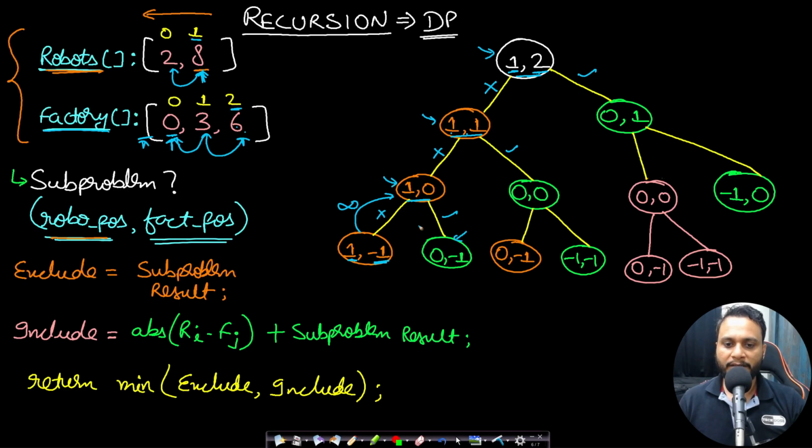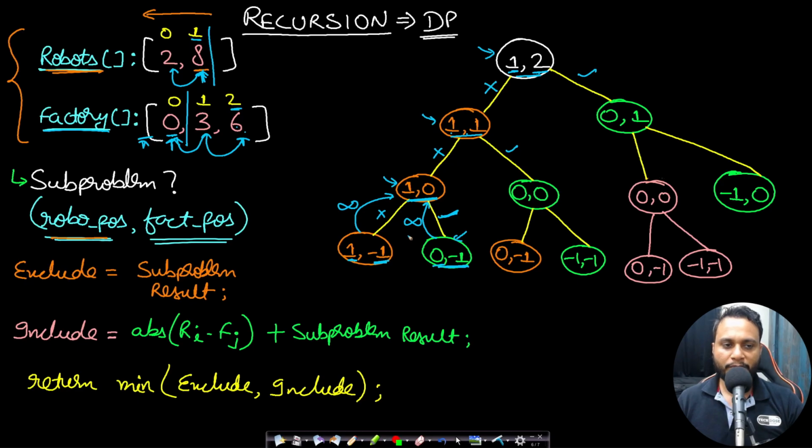From the other side, in the include case, if you look at it, I am looking at robot number 0. That means I have one robot, but I am looking at factory number -1, which means there is no factory. We are out of bound. So here as well, we have to return an infinity. Now what should this subproblem 1, 0 return? 1, 0 means I had one robot at my disposal and 0 number factory. That means only one factory, right? So what should this return?